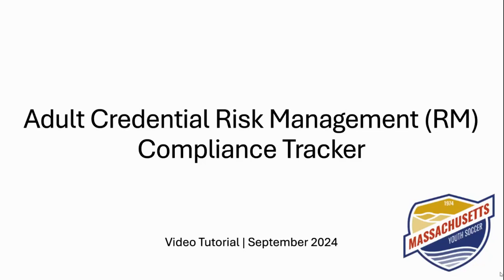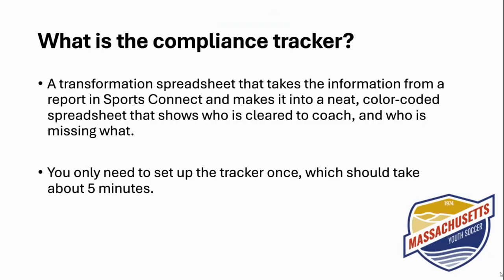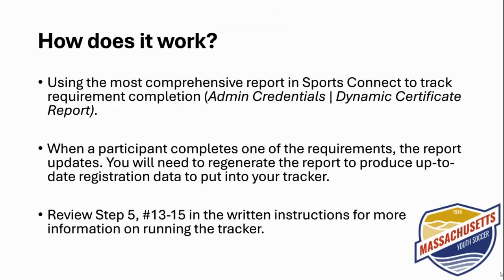In this video, we will review how to use the Adult Credential Risk Management Compliance Tracker. The Compliance Tracker is a transformation spreadsheet that takes the information from a report in Sports Connect and makes it into a really neat color-coded spreadsheet that shows who is cleared to coach and who is missing what. You'll only need to set up this tracker once, and it should take about 5 minutes. That's what we'll be doing in this video today.